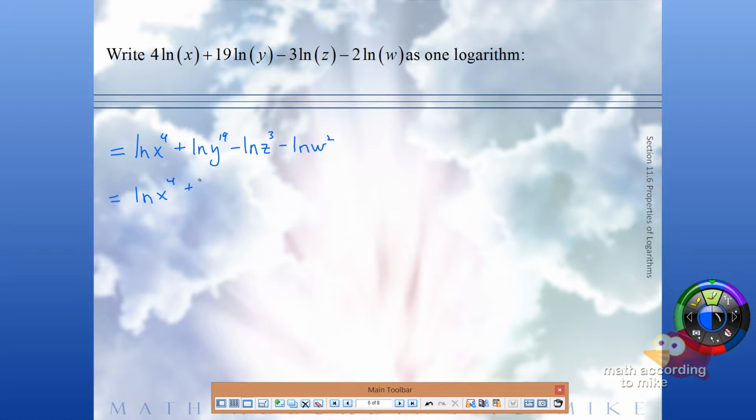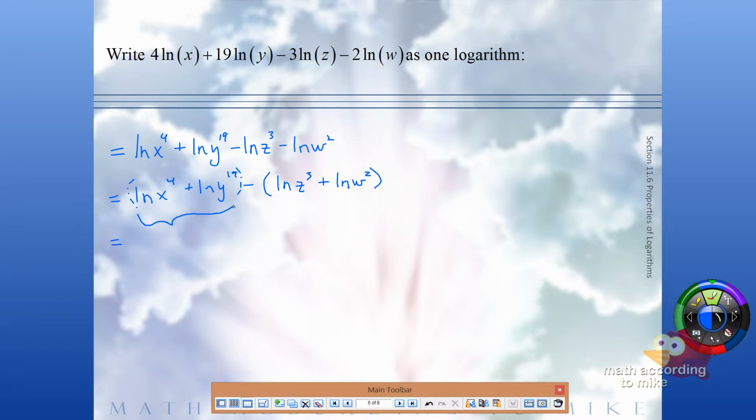On my last two logarithms, since we have negative 1's in front, I'm going to factor out a negative 1. And only the last two, and that gives me natural log of z cubed now plus natural log of w squared. The reason being is, now notice we have two sets of product rules.